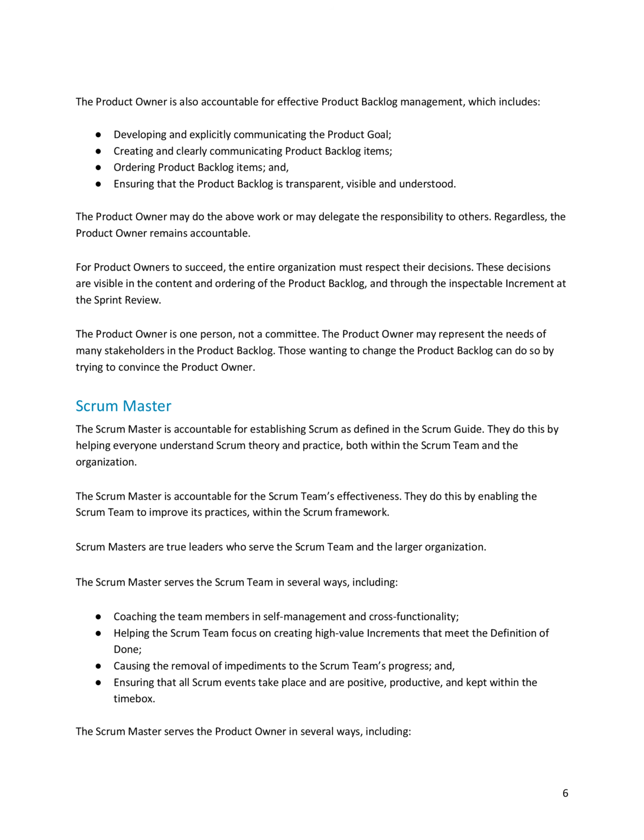Scrum Master. The Scrum Master is accountable for establishing Scrum as defined in the Scrum Guide. They do this by helping everyone understand Scrum theory and practice, both within the Scrum team and the organization. The Scrum Master is accountable for the Scrum team's effectiveness. They do this by enabling the Scrum team to improve its practices, within the Scrum framework.